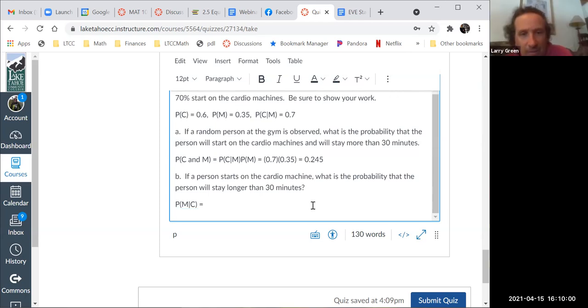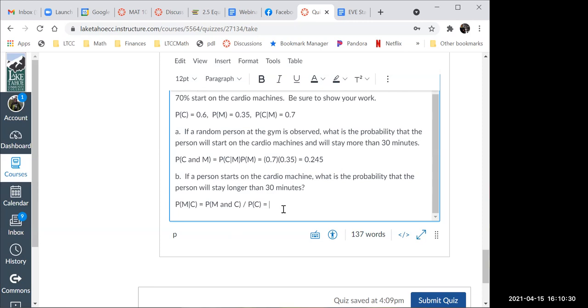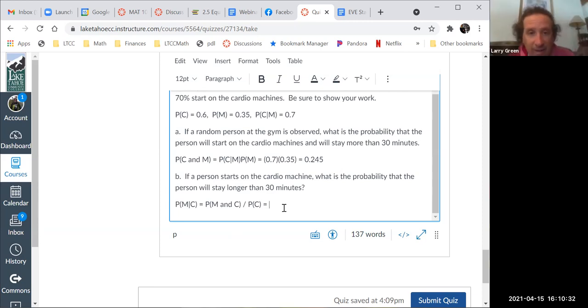When you have a given problem, probability of M given C is the probability of M and C divided by the probability of C. Any questions so far? Okay. And note the probability of M and C is the same as the probability of C and M. Everyone agree with that? It doesn't matter which is first for the and. For given it does, but not for and. So that's just 0.245 divided by probability of C, which was 0.6. Any questions on that?